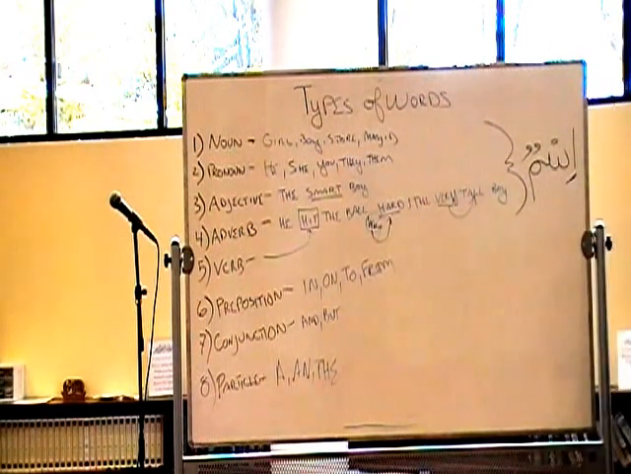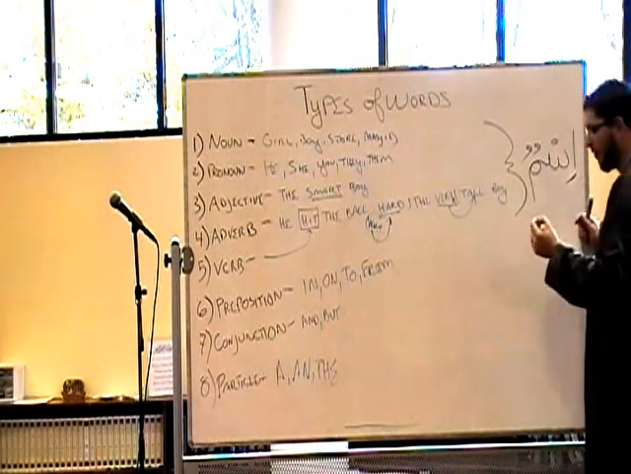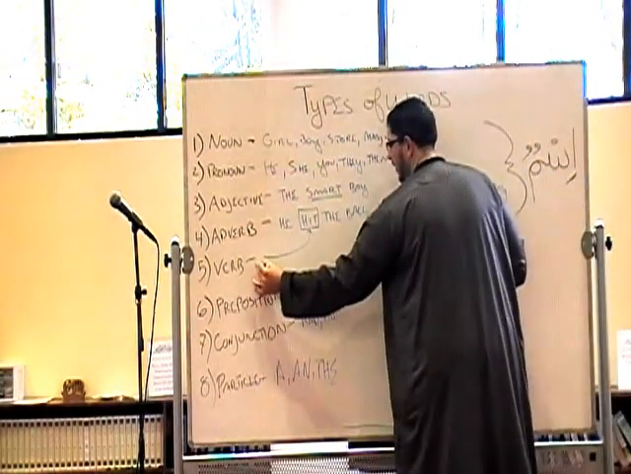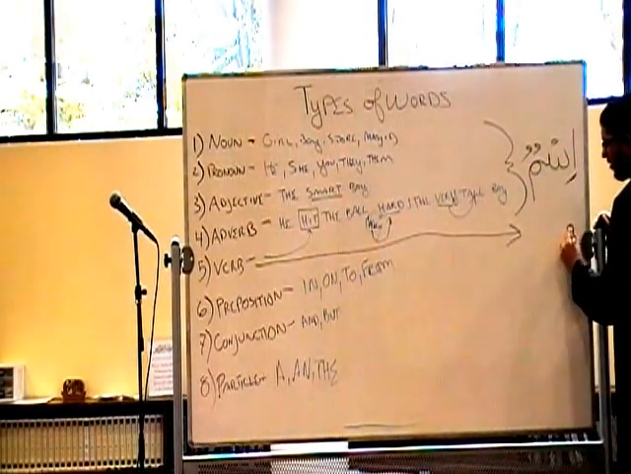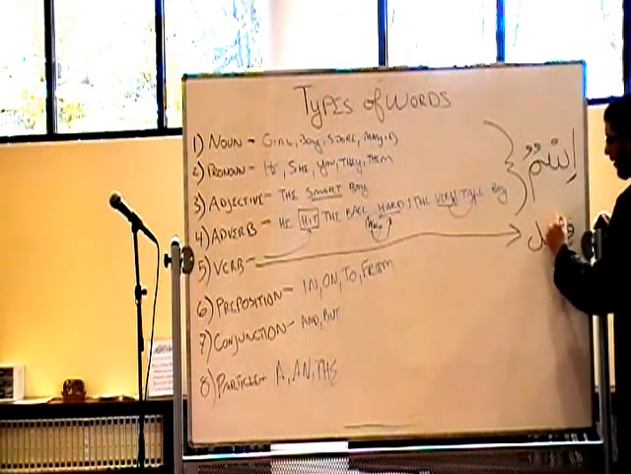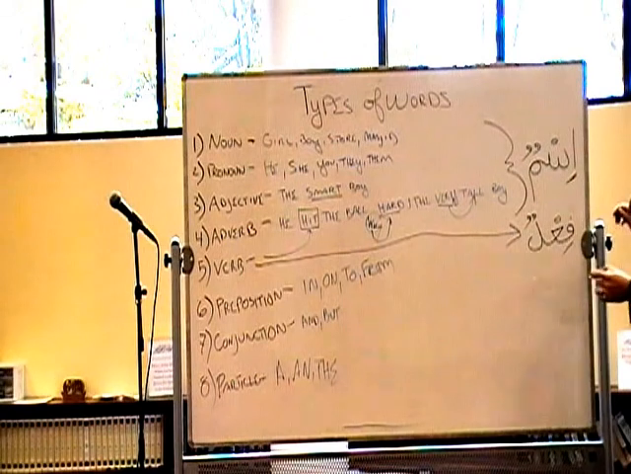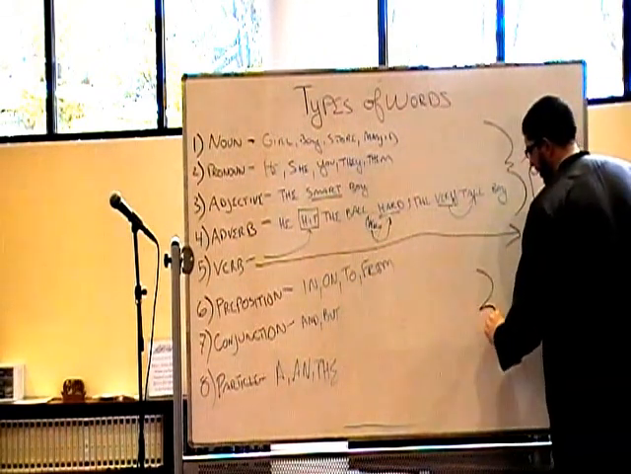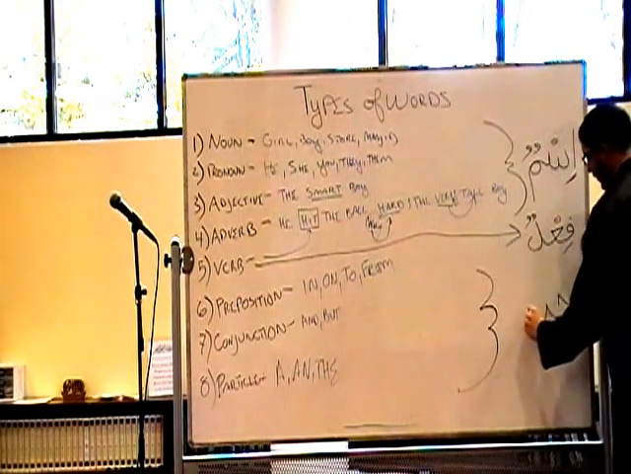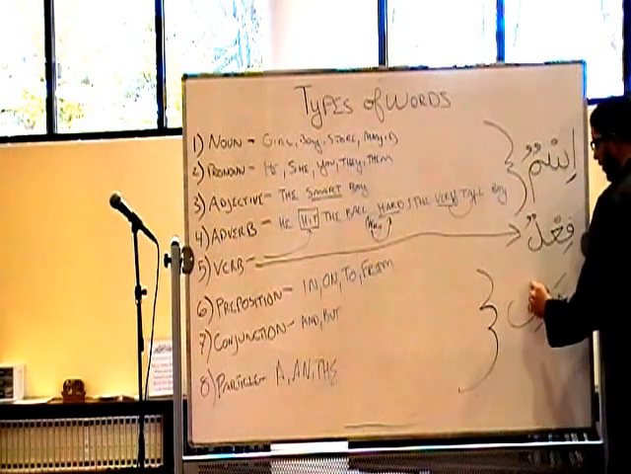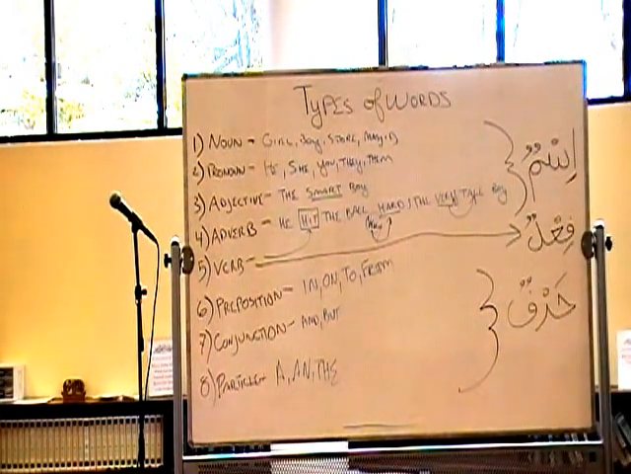Okay? Ism. The second, number five, is known as fi'l. So fi'l is just five. Fi'l. Okay? And that makes the last three harf. Next, we're going to go into a little bit more detail about these three.